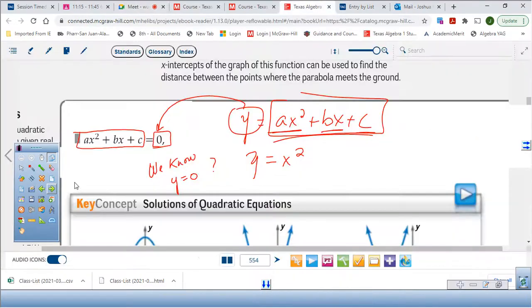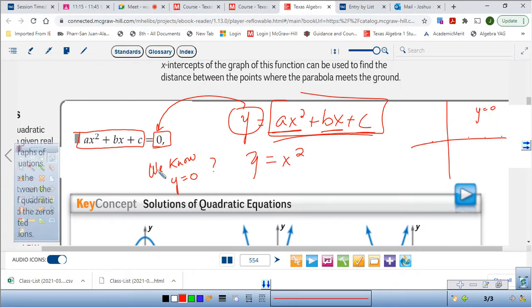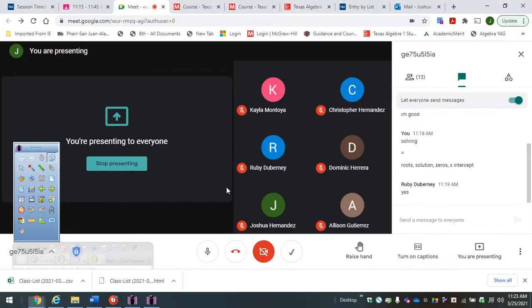So let me come back over here, right? If we are on the x-axis anywhere here, your y is equal to 0. So what do we know? When y is equal to 0, you're on your x-intercept. So we're saying, hey, set it equal to 0, and then you have your x-intercept.